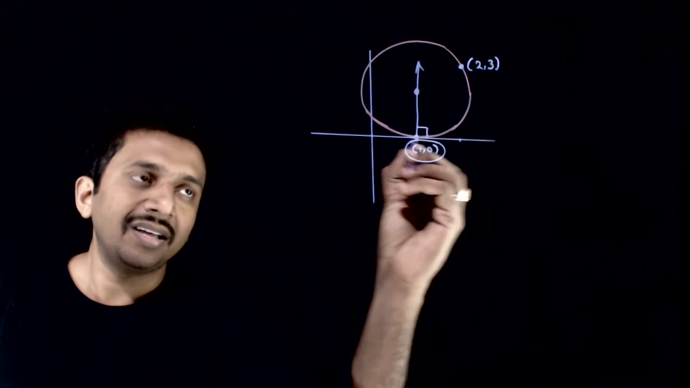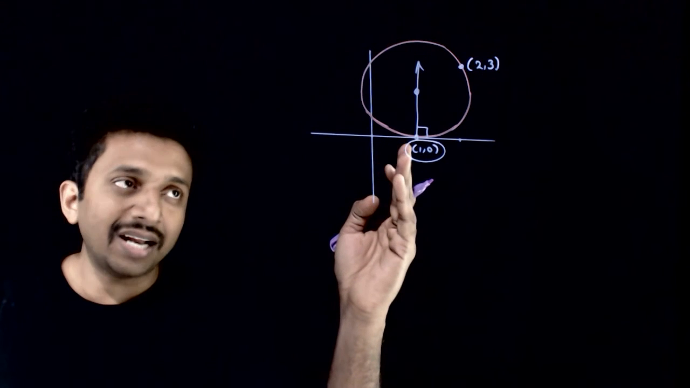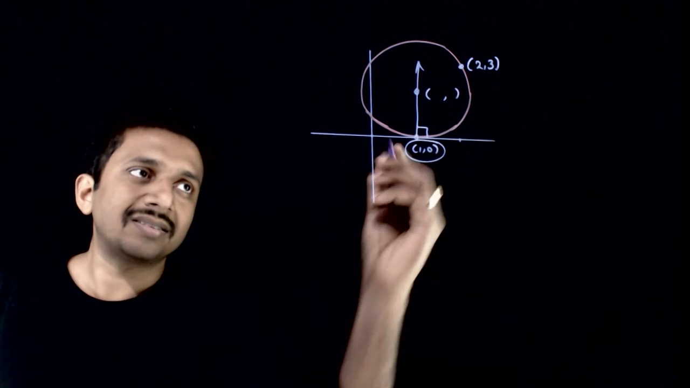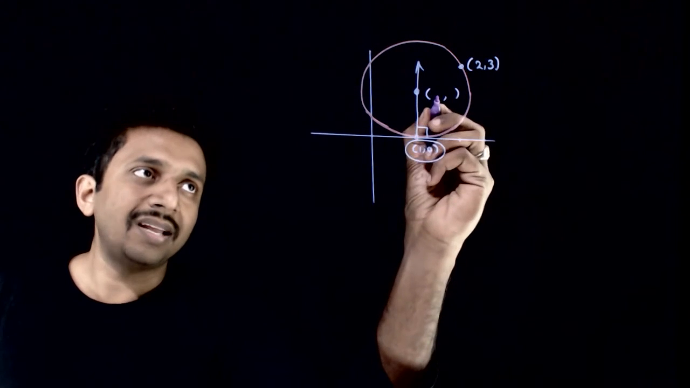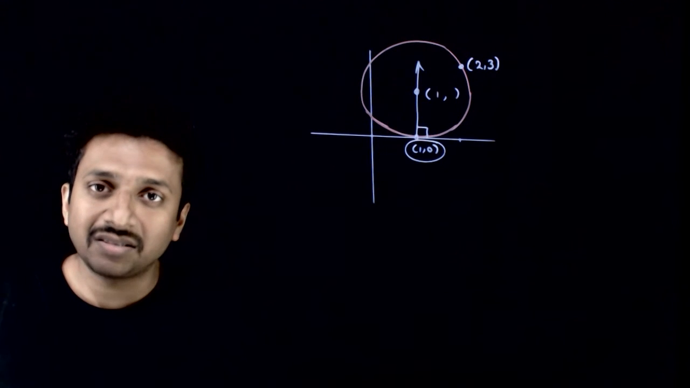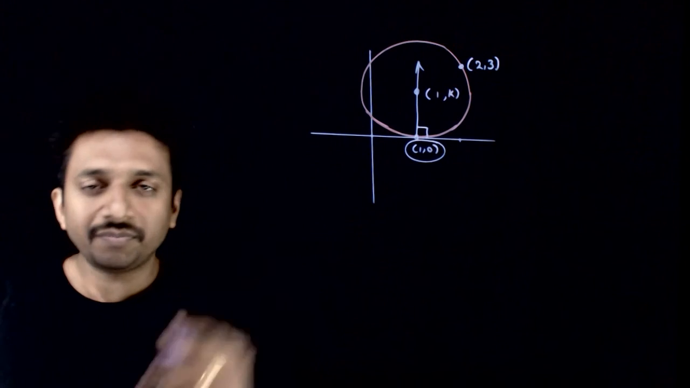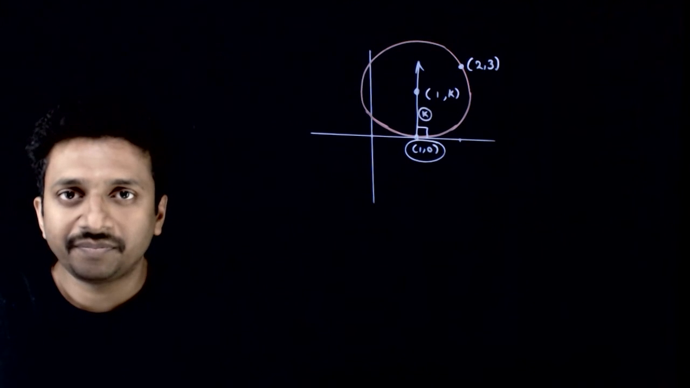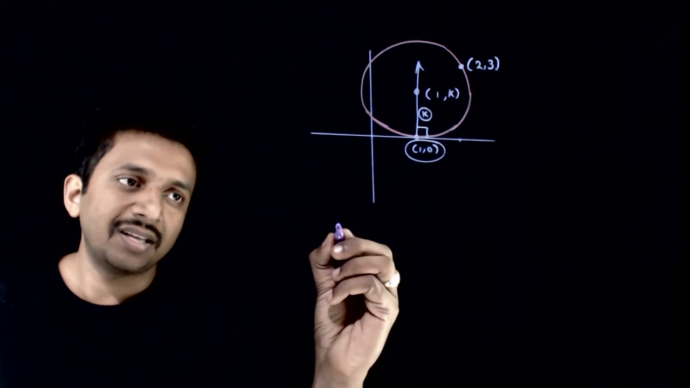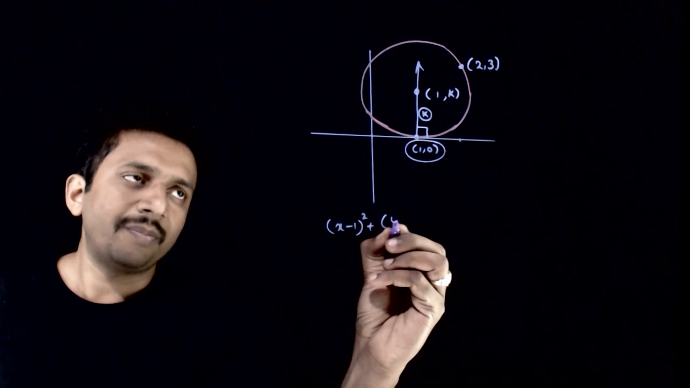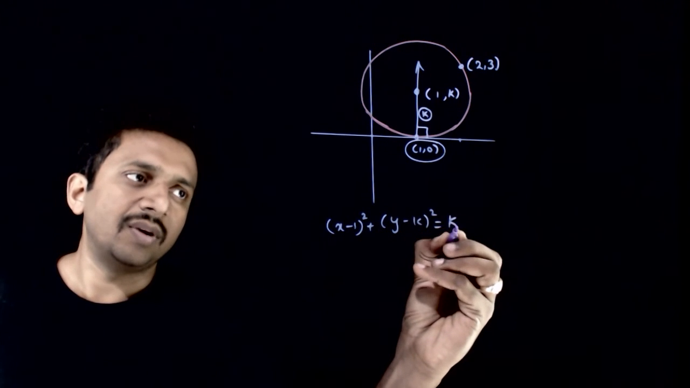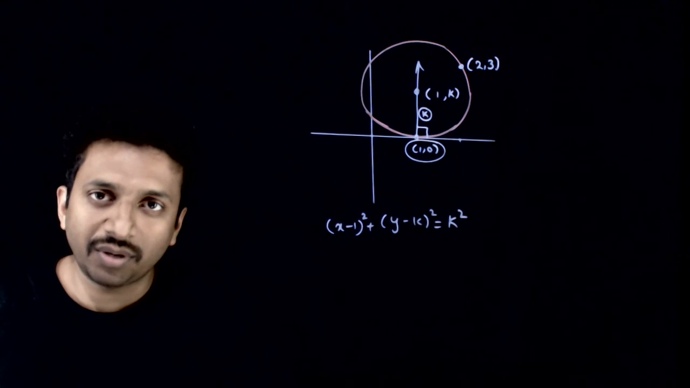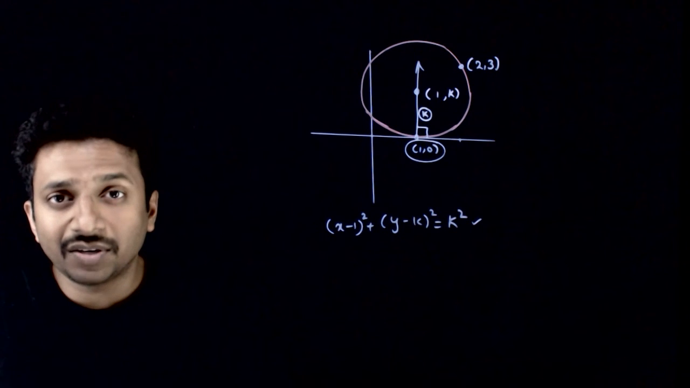Because the x-axis is a tangent, any line perpendicular to the tangent at the point of contact should be one of the radii. So let us say that the center is lying on this line. If the center lies on this line, the x coordinate will be equal to 1, because this line is x equals 1. The y coordinate will be k, and whatever the y coordinate is, that itself will be the radius of this circle. So what can I assume this equation as? (x minus 1) whole squared plus (y minus k) whole squared is equal to k squared. So this is the equation of the circle.